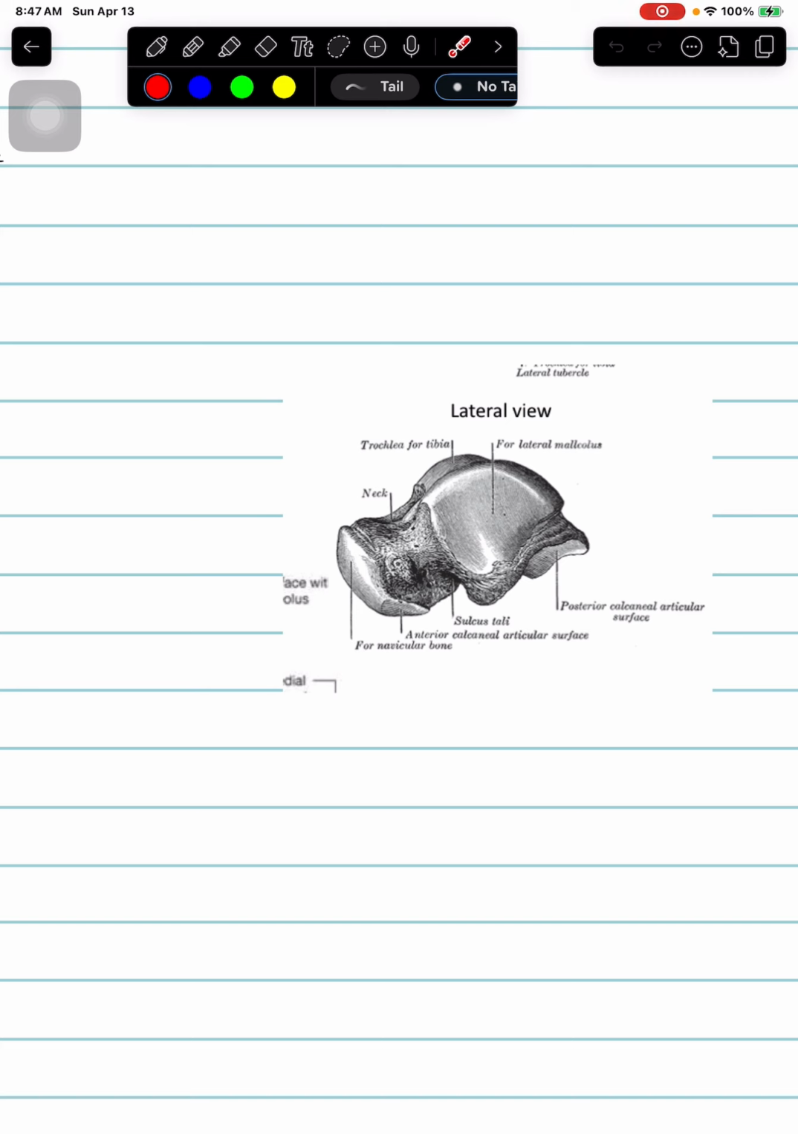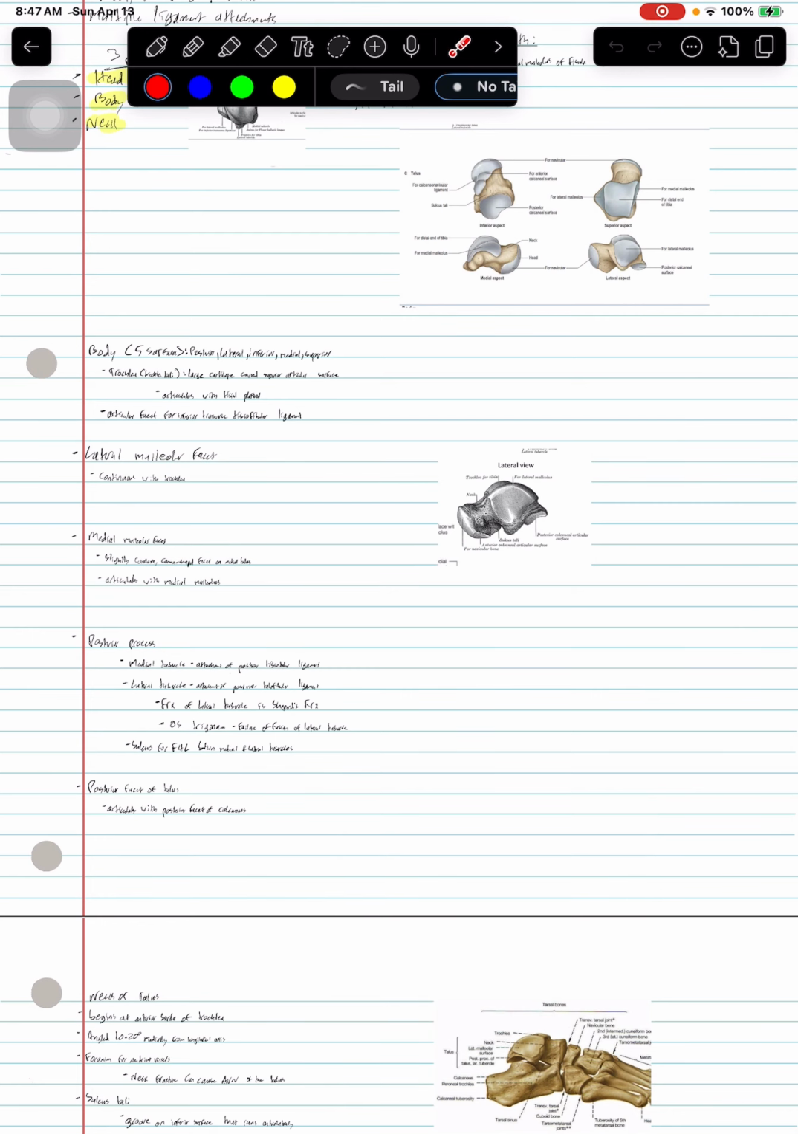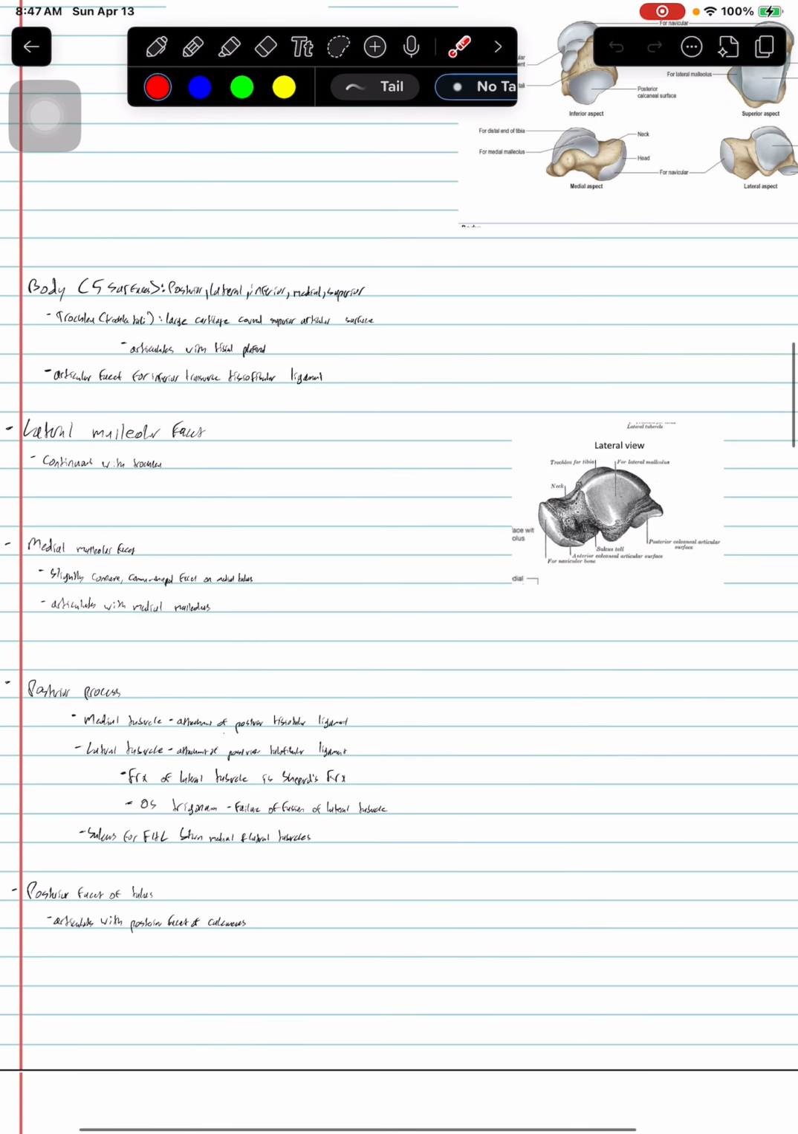And a lot of these bones are going to have the same number of surfaces, right? Because of their orientation. So the lateral side of the talus is going to articulate with the fibula and create the lateral malleolus. You have your lateral malleolar facet here, and on the other side, you'll have your medial malleolar facet.